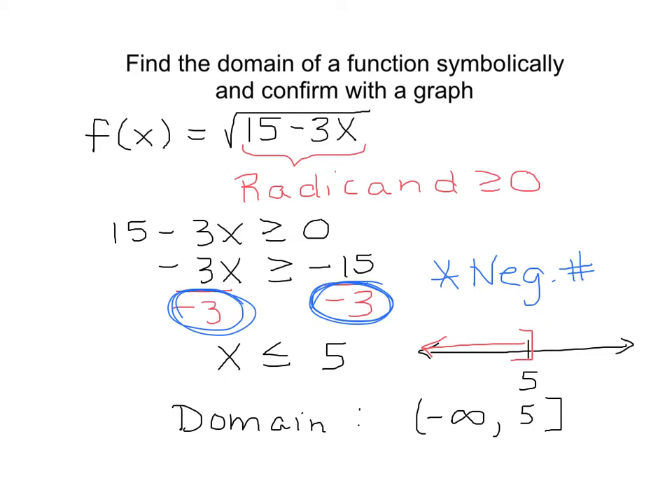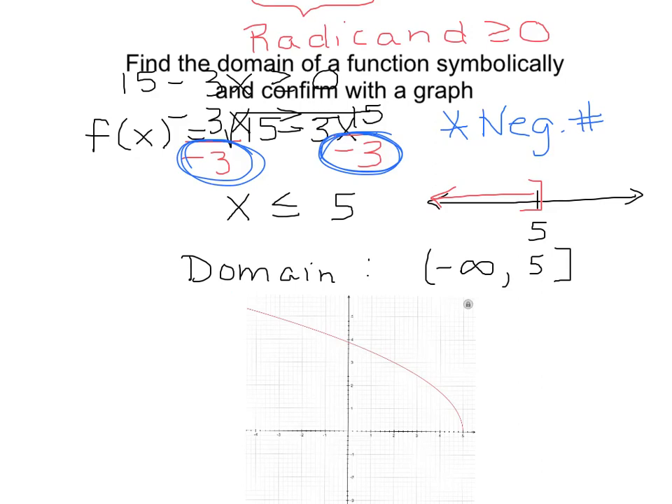So if we take a look at the graph, we should see that bear out in the graph. So here we see the graph, and you can notice that the graph is going off to the left, which would indicate the negative infinity, and it ends right here at 5. So we can see the graph going from negative infinity off to the left, through all the numbers in between, ending at 5. So that confirms our domain that we came up with symbolically.